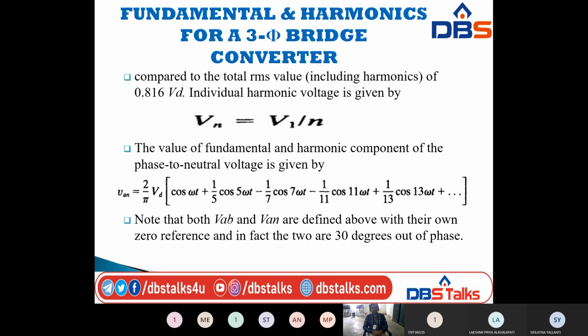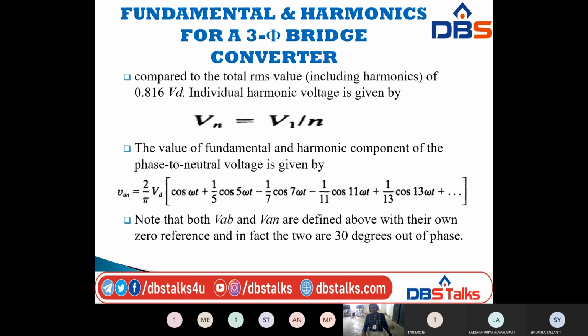Now the value of the fundamental and harmonic components of the phase to neutral voltage. In the previous slide I discussed VAB, that is the phase to phase voltage. Here the phase to neutral voltage is given by VAN is equal to 2 by pi VD, where VD is the voltage on the DC side, into cos omega t plus 1 by 5 cos 5 omega t minus 1 by 7 cos 7 omega t minus 1 by 11 cos 11 omega t plus 1 by 13 cos 13 omega t plus and so on.